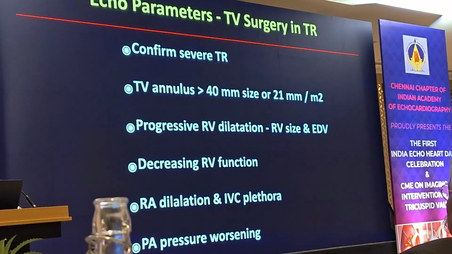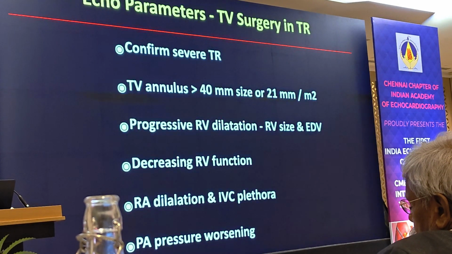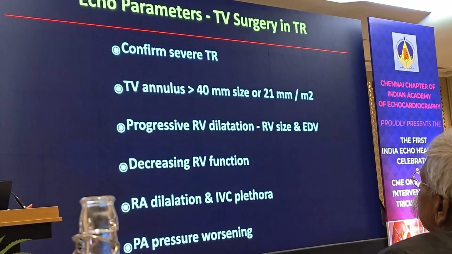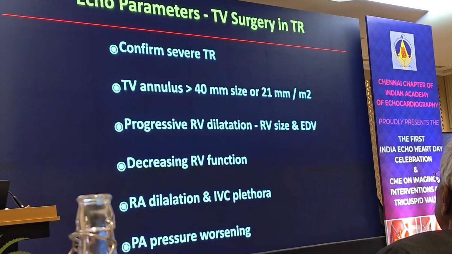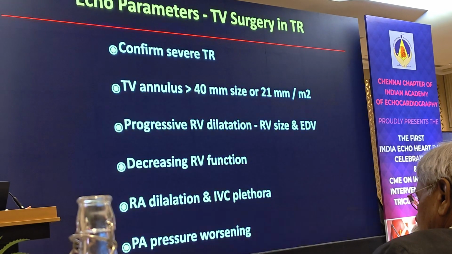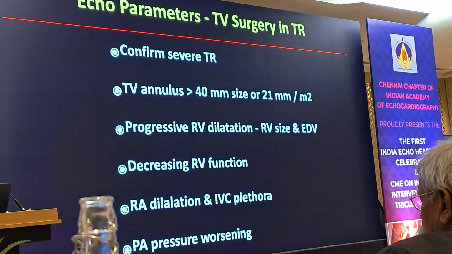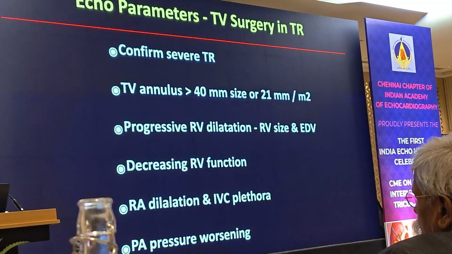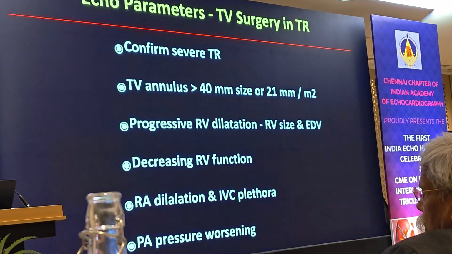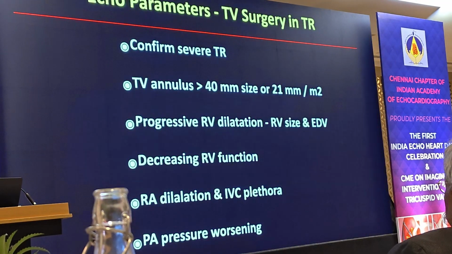Now, as far as TV surgery is concerned, again, confirm the severity of TR. We have many parameters available, not one parameter to decide. Look at the annular sizes; there is a standard one. If there is a high discrepancy, such as a very short or very tall person, use the 21 millimeter per meter squared indexing to body surface area. It is especially important to look at RV dilatation. As the RV keeps on dilating, you are going into a situation where you need to take a decision. To look at the end diastolic volume, you can use CMR.